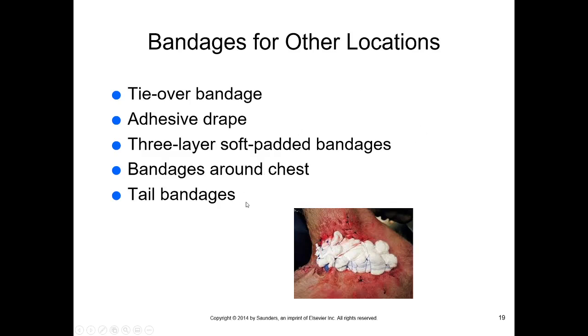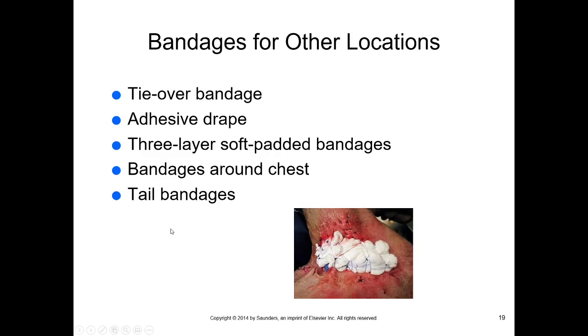Some other bandages for other locations. There's this tie-over bandage in which we put a bandage and then put sutures around it to keep it in place. This is under the arm, so a very difficult place to bandage without it bunching up. We can use an adhesive drape like they use for surgeries. Obviously, the animal would have to be shaved to apply it. We can use 3-layer soft padded bandages that are commercially available. We can bandage around the chest or the abdomen, completely around it.